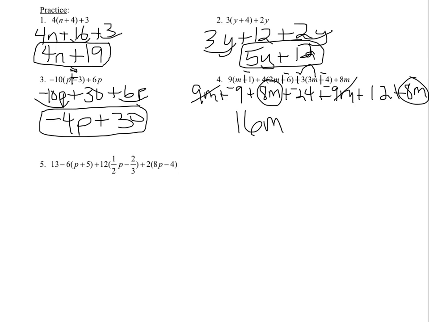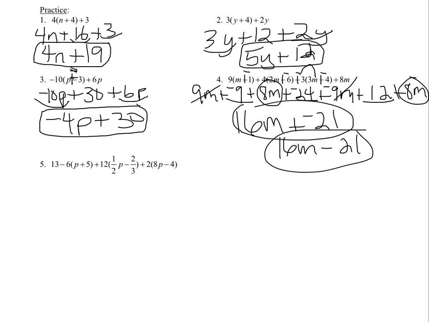And then looking at your constants, we have negative 9, negative 24, and 12. Well, 12 and negative 24 would be negative 12 plus the 9 would give me plus a negative 21. Or again, you could think of it as 16m minus 21. Either answer.